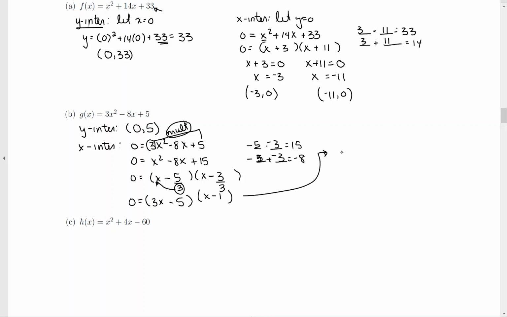From here, set each factor equal to 0 and solve for x. So 3x minus 5 equals 0, add 5 to both sides, 3x equals 5, divide by 3, x equals 5/3. So one of my points is going to be (5/3, 0). The other one, set x minus 1 equal to 0, solve for x, x equals 1, or the point (1, 0).